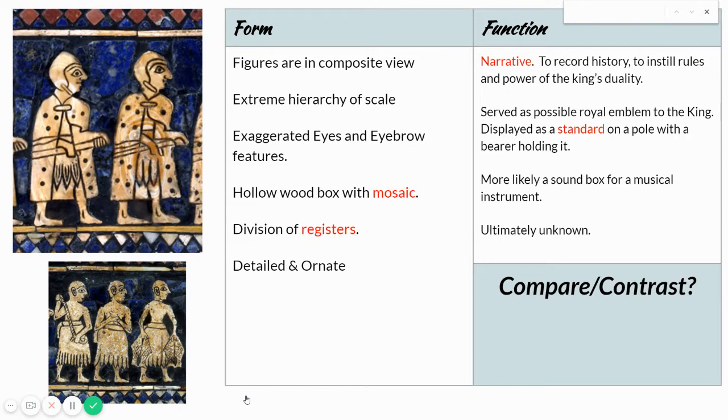This is how I need you to be thinking and relating it to other works of art, because what we're doing is we're building upon ancient human advancement. And the more that you can make those connections from one artwork to another, the better you're going to be for the exam.